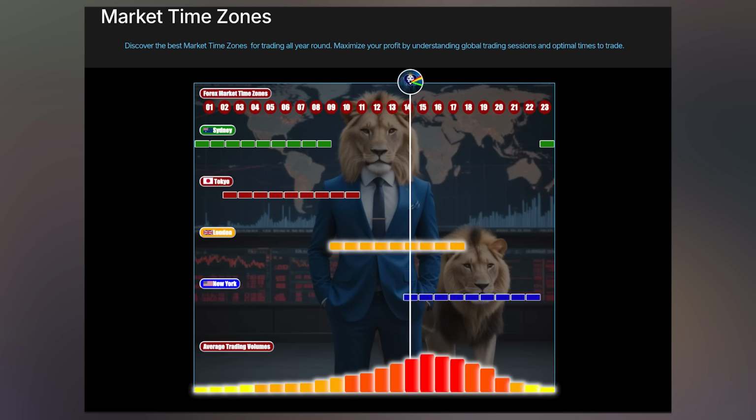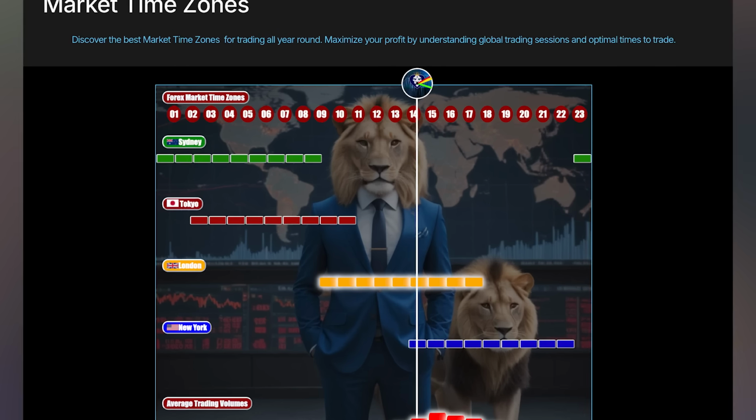For example, if we take something like the London session, in South Africa, London sessions open around 9 a.m. to almost about 5 p.m. It means at that point in time, banks in London are opening, or banks in Europe are actually opening, because you can call it the London session or the European session.